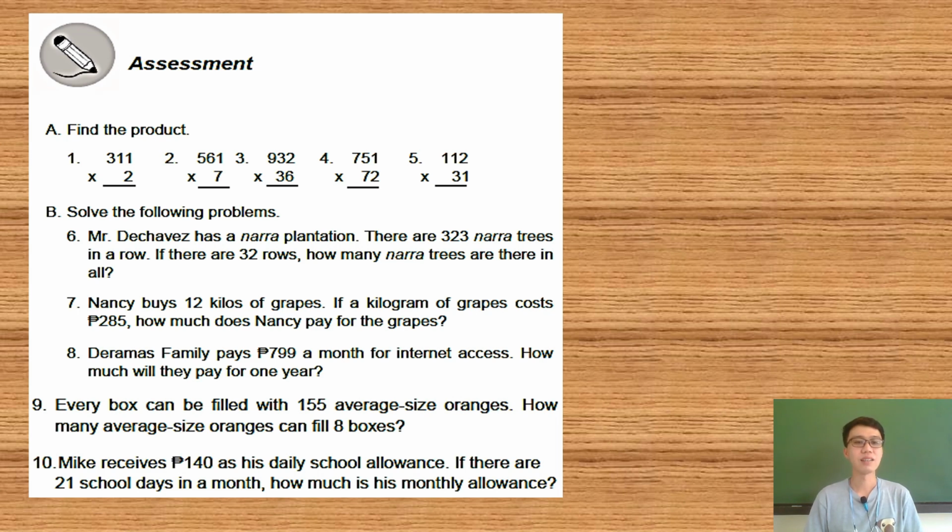Number 8, De Rama's family pays 799 pesos a month for internet access. How much will they pay for 1 year? Number 9, every box can be filled with 155 average size oranges. How many average size oranges can fill 8 boxes? Number 10, Mike receives 140 pesos as his daily school allowance. If there are 21 school days in a month, how much is his monthly allowance?